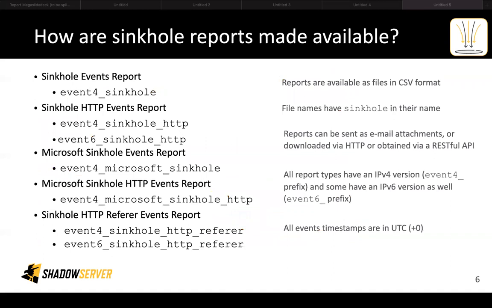How are sinkhole reports made available? All our reports are made available as files in CSV format. File names have sinkhole in their name. Reports can be sent as email attachments to the consumer, or downloaded via HTTP, or obtained via a RESTful API. All report types have an IPv4 version, and some have an IPv6 version as well. All report event timestamps are given in UTC.